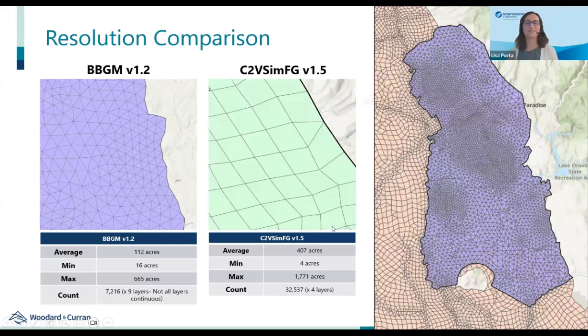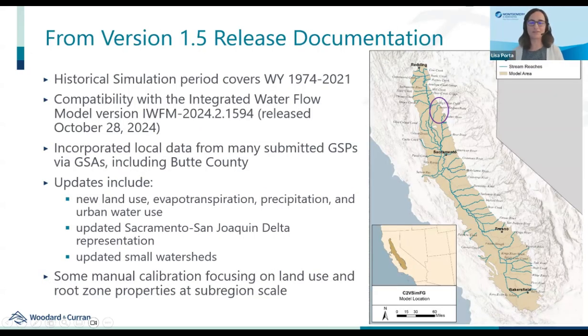Okay. So the model included some updates from the GSPs that were submitted by the GSAs. Butte County provided some of their modeling input files, and so that information was included in this model. Other updates include land use, ET, some other things, small watershed inflows, and some manual recalibration, but not a full recalibration of the model. So that's what DWR provided, and that's what we're using, and the results I'm going to provide in the next few slides.